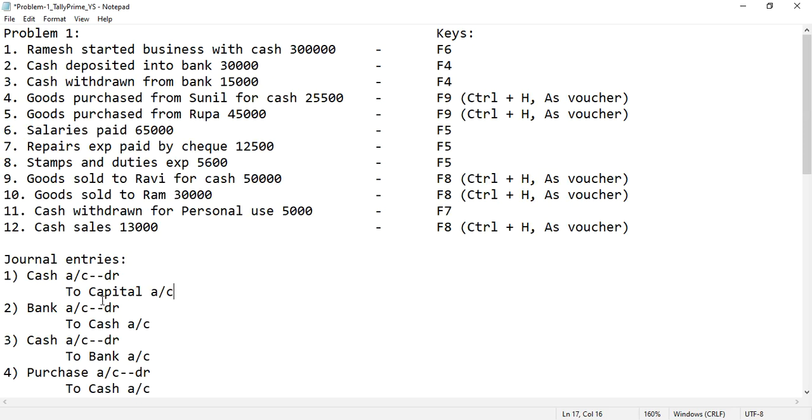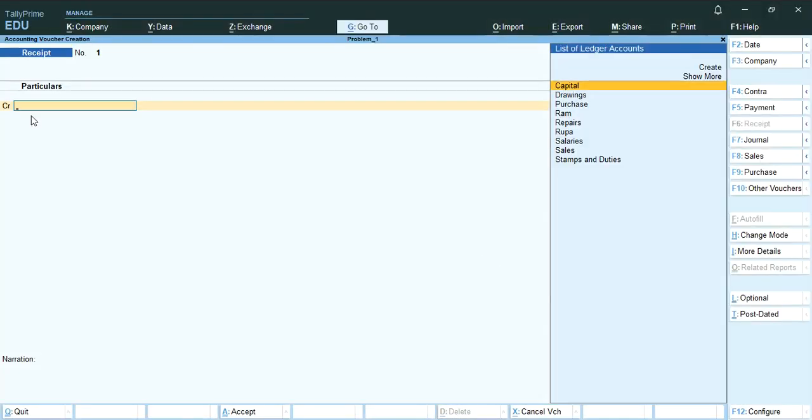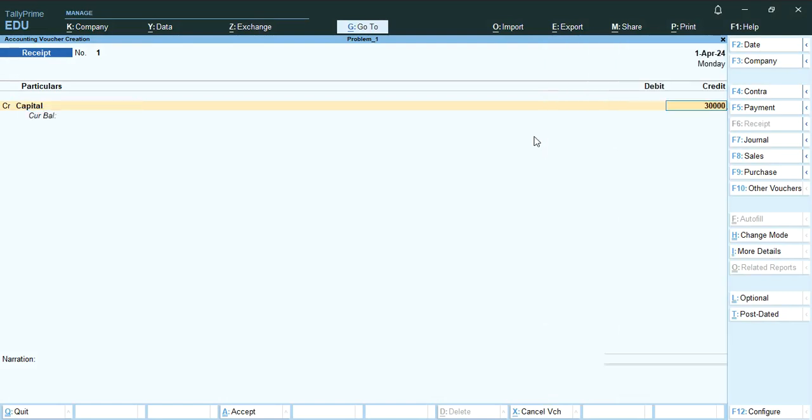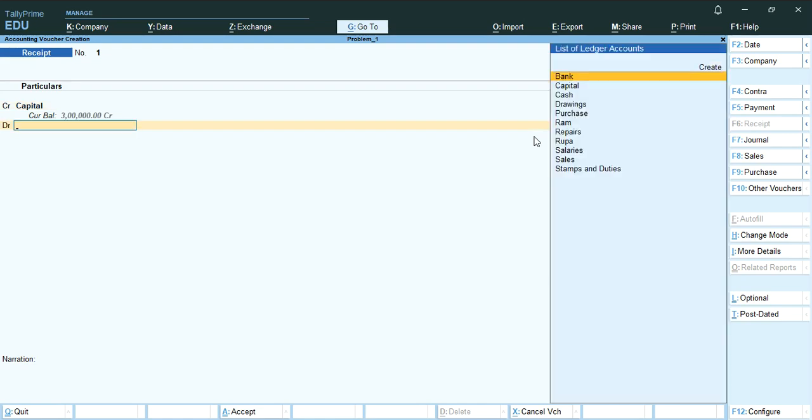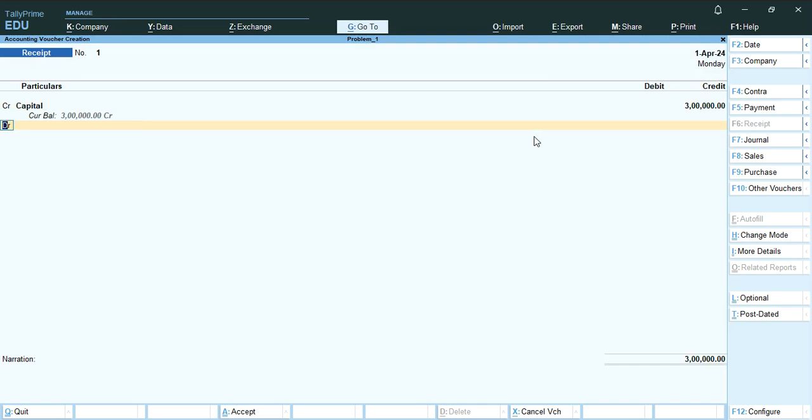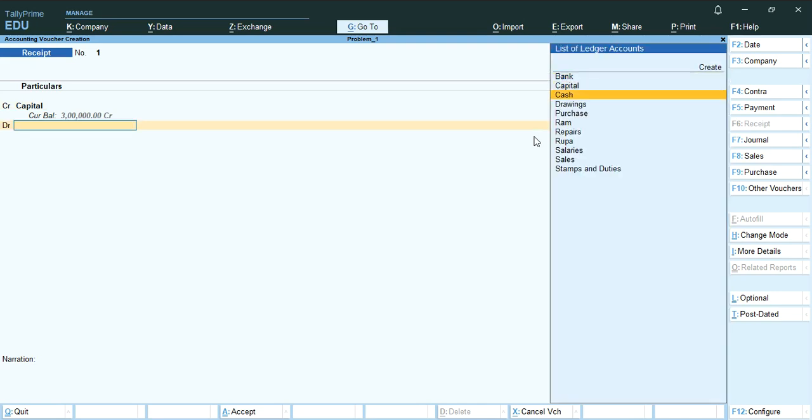So you need to create this capital ledger. Observe here, for the credit part, on the right side you can see whatever ledgers we have created listed here. Select capital, amount is 3 lakhs. Press enter, again press enter. Observe where the cursor is blinking. Then press enter.